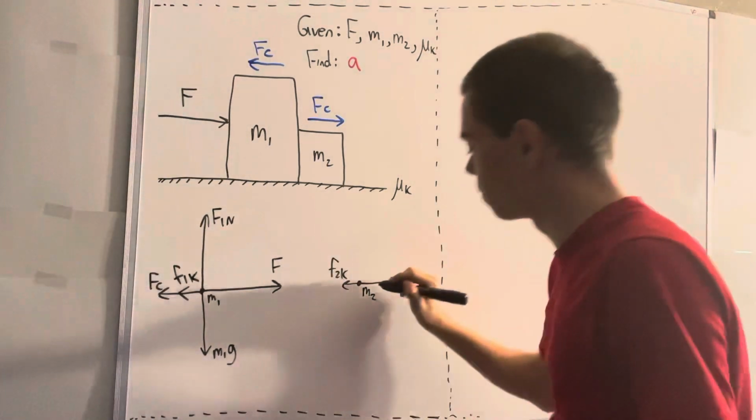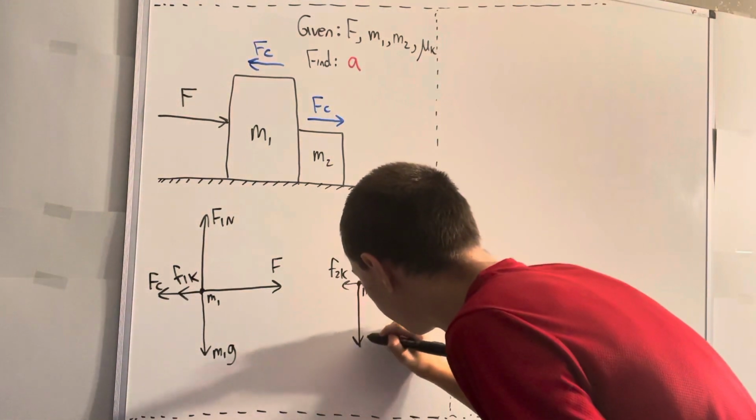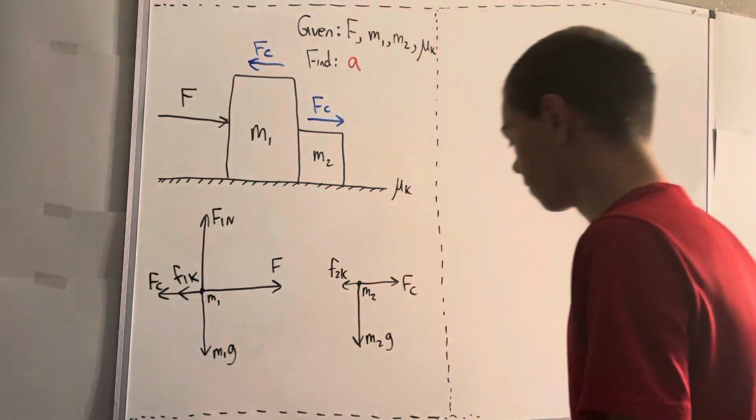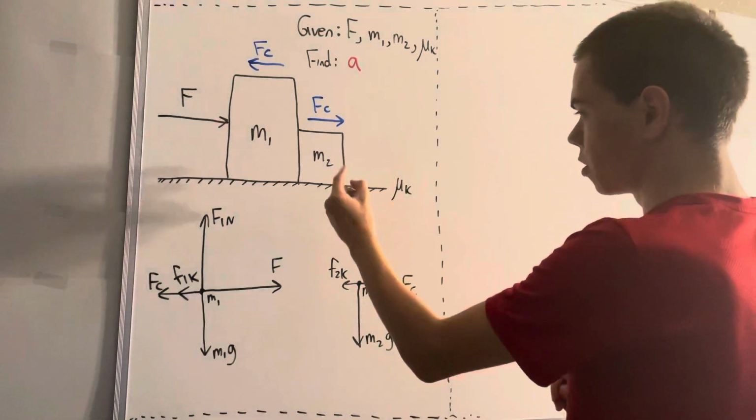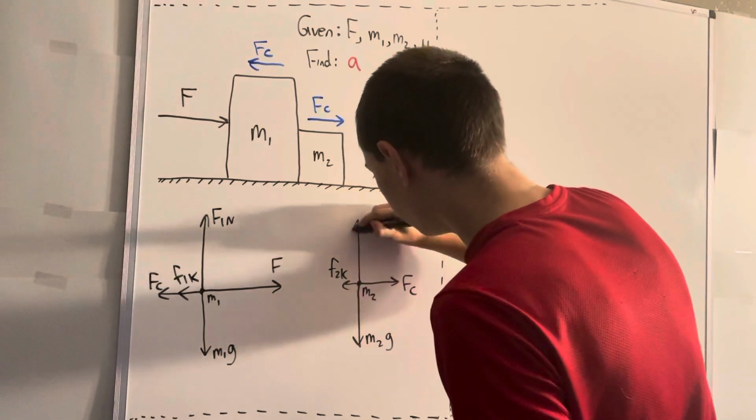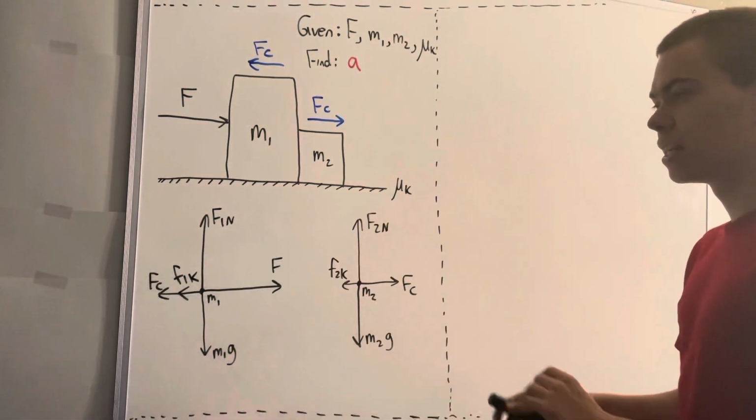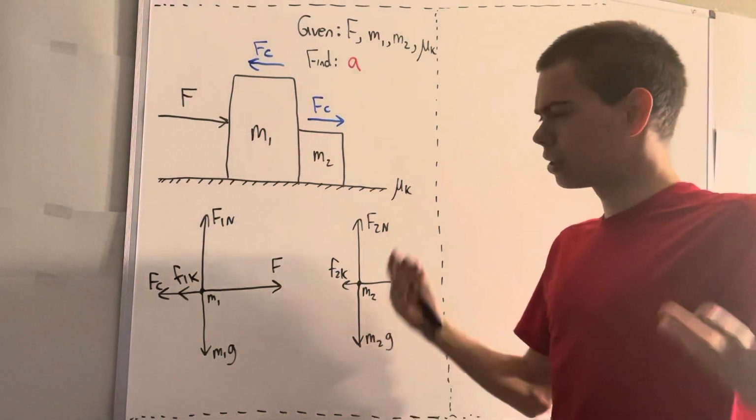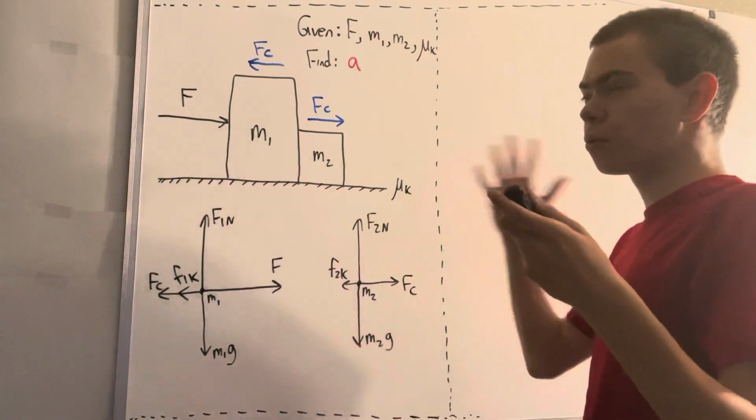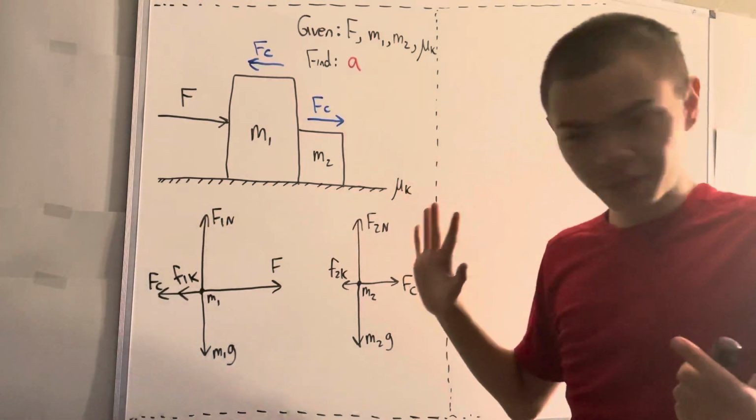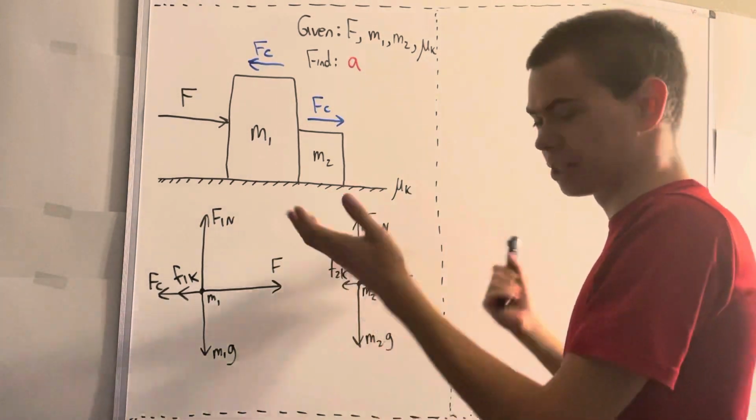Of course, block 2 has a weight force downward, so we're going to call this m2g. And also, since block 2 is on a surface, there's a normal force upward. This is what we'll call F2N. And this right here is basically the forces acting on both of our blocks. So now, in order to find acceleration, we've got to write net force statements for both of our blocks. Basically, that's usually what we do with these problems.